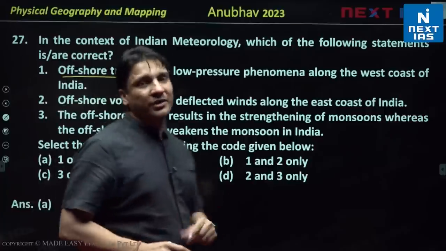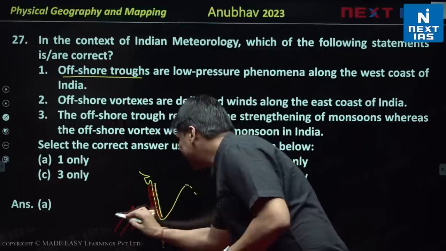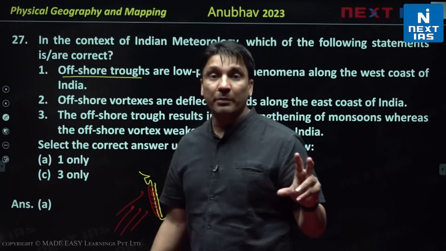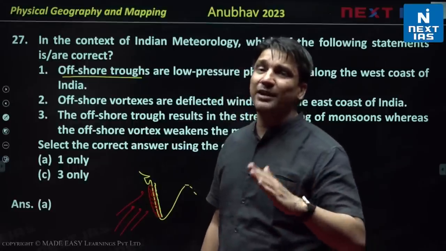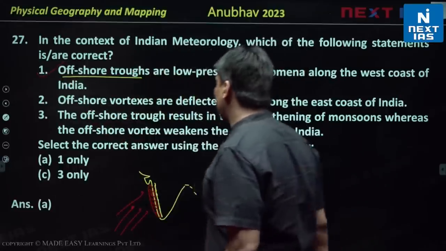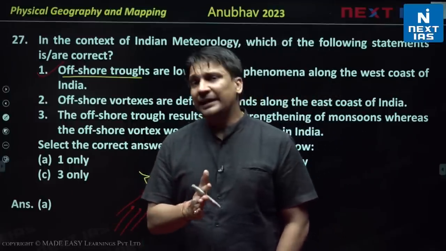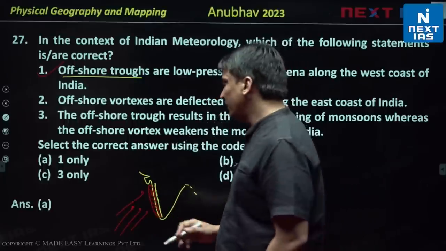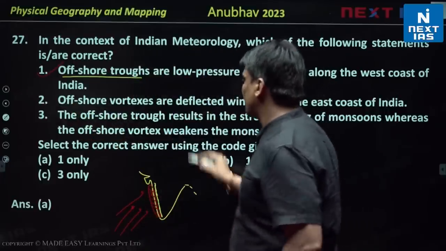And this offshore trough is one of the factors which pulls monsoon towards the Indian Peninsula. Correct? So it makes the Arabian Sea branch a bit stronger, and it favors rainfall over the western coastal plain and the western side of the Western Ghats. So this statement is correct. Offshore trough develops during monsoon season along the western coast of India, and this trough favors rainfall in the southern part of India. Second is offshore vortices. Actually, it should be vortices.